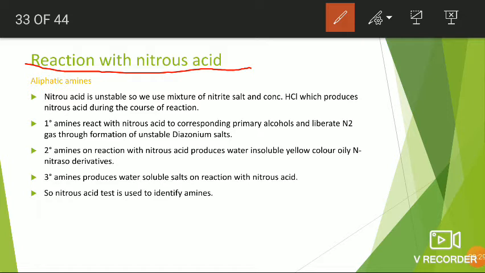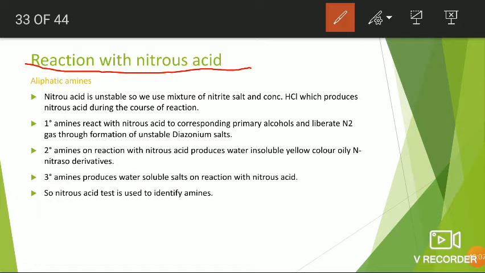So in order to treat the reactant molecule with nitrous acid, we have to prepare nitrous acid during the course of reaction. The nitrous acid is generally prepared by the in situ method, that is, preparation during the course of reaction. Here generally the nitrous acid is prepared by taking a nitrite salt and acid mixture. It may be sodium nitrite and HCl or H2SO4.